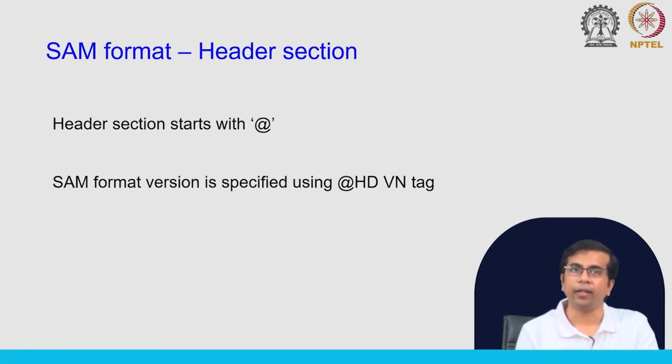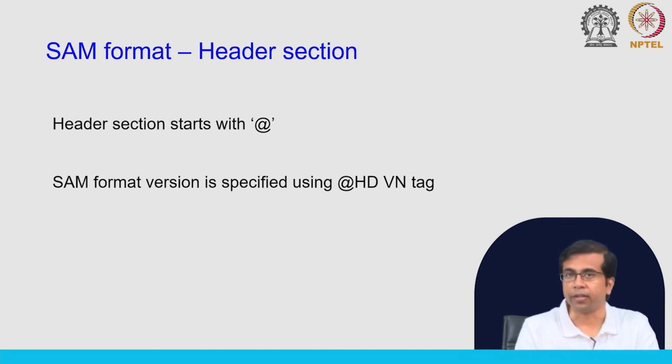Okay. And then you have the SAM format version that is specified using the @HD VN tag. Okay. VN means version. So, @HD means header, right, it is part of the header, and then you have VN, which means version. Okay. So, this SAM format has upgrades from one version to another, and then you need to know which version you are working with, because there might be subtle changes here and there, okay, with the information that is present.